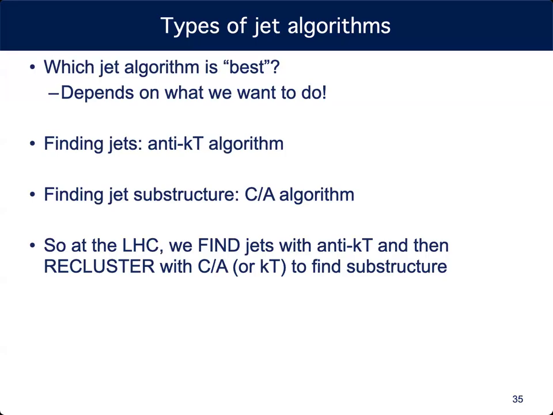So again, which one do you want to do? What we usually do is we find our jets with the anti-KT algorithm. If you pick up any LHC paper, or most other papers these days, most of the jets will just be anti-KT jets. If you want to look at substructure, you take the anti-KT jets and recluster them with the Cambridge-Aachen algorithm, or KT sometimes, to find the substructure, which is what we'll be talking about a little bit tomorrow.